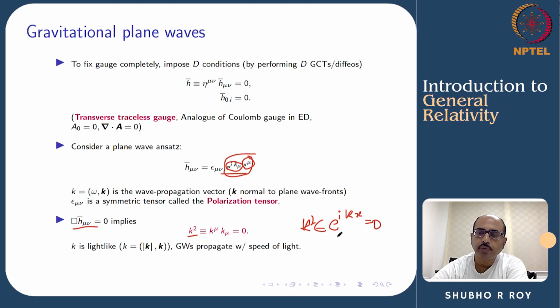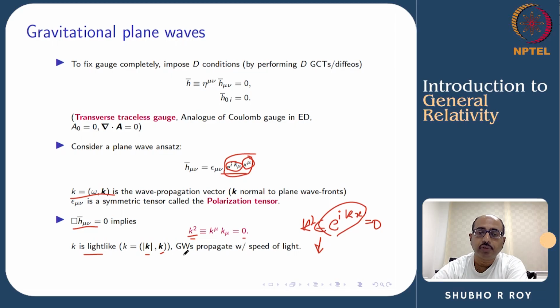And of course, the exponential function is a phase; it cannot be 0. And the amplitude epsilon can also not be 0, because then there is no wave. So the solution is that k squared must be 0, which is to say that this 4-vector k is actually light-like. So omega gets determined to be equal to the magnitude of the spatial part. Okay, so it's a light-like vector, and the frequency is equal to the magnitude of the wave vector.